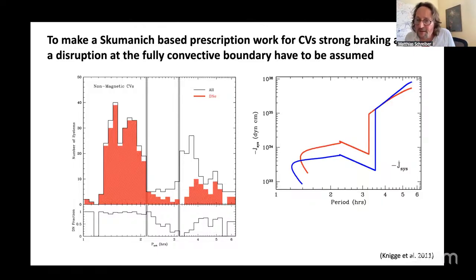This is the standard theory for cataclysmic variable evolution. It has been criticized a lot, but it has survived since the 80s. So there is some truth in it, and there's actually independent evidence. You might say this cannot be true, because we just learned that in single stars, magnetic braking becomes stronger when we go to fully convective stars. Here in binary stars, the opposite is assumed: magnetic braking is dramatically decreased at the fully convective boundary to explain this period gap. So you can say, no, that doesn't make sense. But there is independent evidence that this is actually happening.